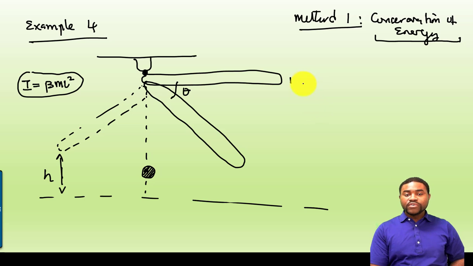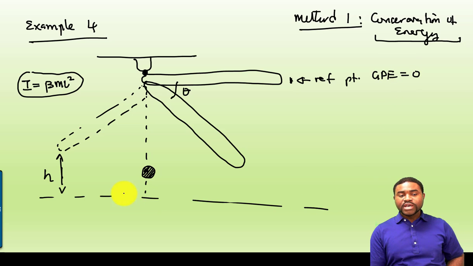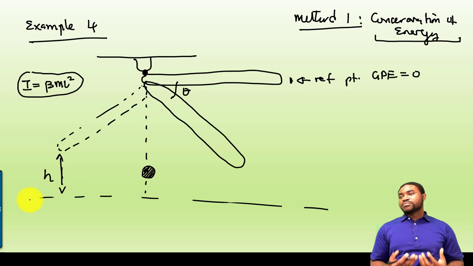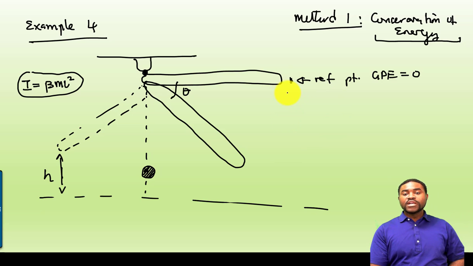So if we choose our reference point to be at point 1, this is the point where the gravitational potential energy is 0. Some of you may choose your reference point to be at this point. It really doesn't matter. But the only unique property is that any object below the reference point has a negative gravitational potential energy, and any object above it has a positive gravitational potential energy. So initially, the total energy initial will be equal to 0.